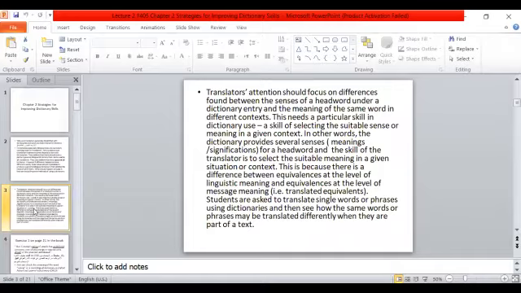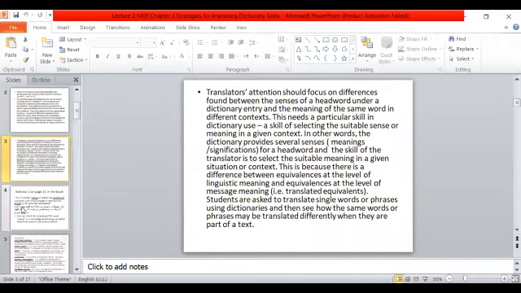Translators' attention should focus on differences found between the senses of a head word under a dictionary entry and the meaning of the same word in different contexts. So this is very important. When you check a dictionary, you should concentrate on the different senses of the head word. And you should be able to select from these different senses the sense or the meaning of the word according to the context of the text you are translating or analyzing.